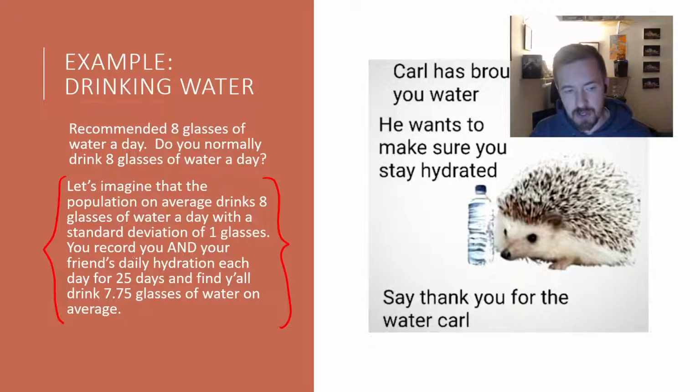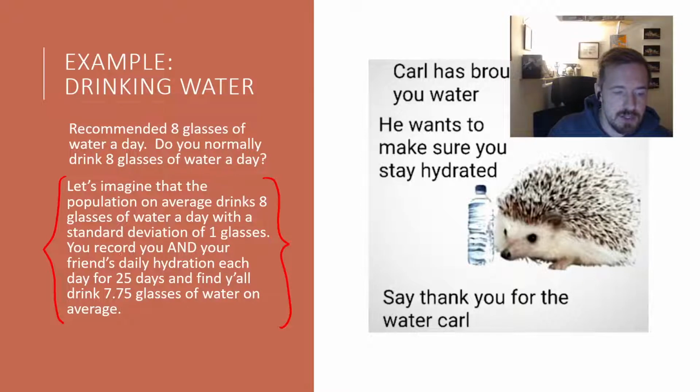You and your friends are going to record your daily hydration levels. It's going to go for 25 days, and you're going to find that on average you drink 7.75 glasses of water. So this is a little bit tricky because what I'm saying here is that I already know the population's characteristics.